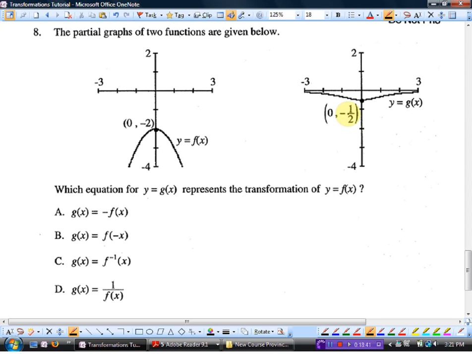I heard someone say inverse, and I heard someone say reciprocal. Please tell me, which is it, inverse or reciprocal? What does inverse mean? When you see the symbol f little negative 1 of x, that's inverse, not reciprocal. How do you find an inverse? Switch the x and y around. In other words, this would become negative 2 comma 0. Did it become negative 2 comma 0?